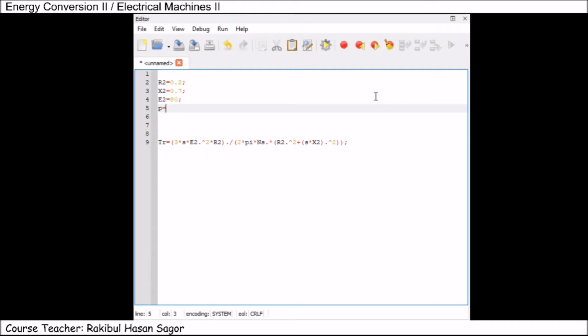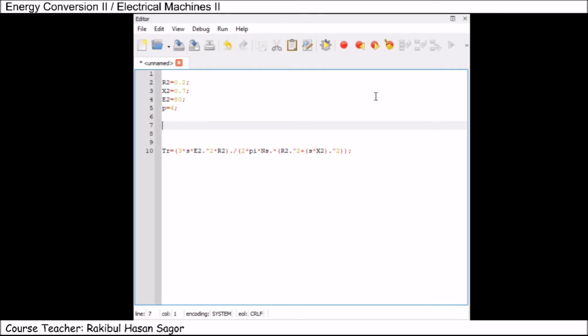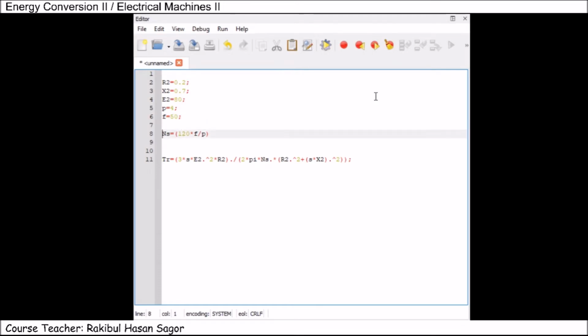We'll consider a 4 pole per phase system. Now we need to define what is NS, because we have NS here, that means synchronous speed. Synchronous speed NS equals, we know, 120 into F over P. Now what is F? We need to define it here. F is the supply frequency, that's 50 Hz. So F equal to 50.